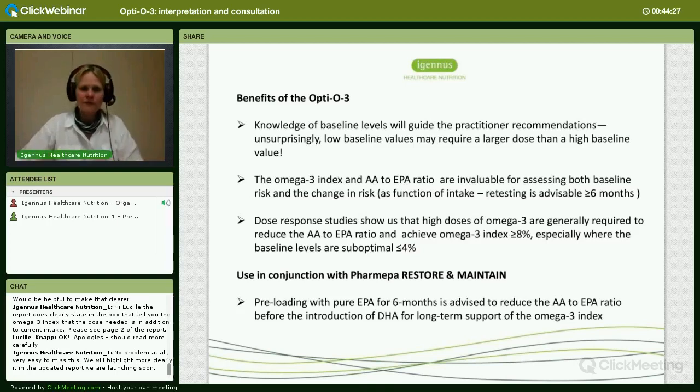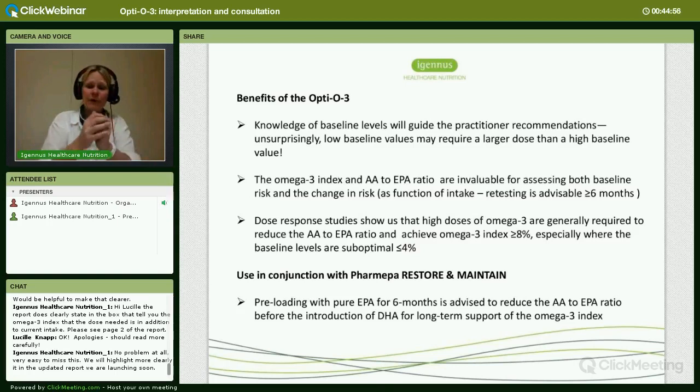So yes, obviously dose response studies show us that higher doses of omega-3 are generally required to reduce the AA to EPA ratio and to achieve an omega-3 index of 8% or more, especially when baseline levels are particularly low. So if baseline levels are under 4, you need really high intake of omega-3 to get that level back up to 8. So that's the benefits of using the Opti-O-3.